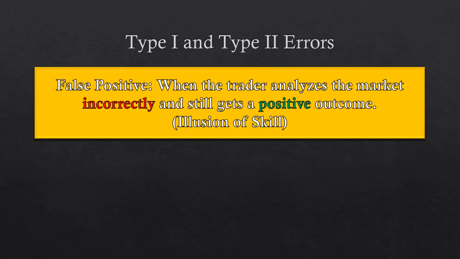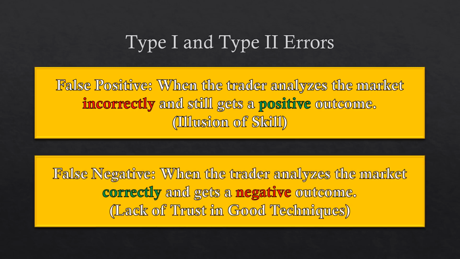A false positive is when the trader analyzes the market incorrectly and gets a positive outcome. That creates the illusion of skill. A false negative is when the trader analyzes the market correctly and gets a bad outcome. This creates lack of trust in good trading techniques. This is when the uncertainty of the market makes the trader believe he doesn't know what he is doing. These two errors occur in financial speculation due to the inherent and unavoidable uncertainty of the future.